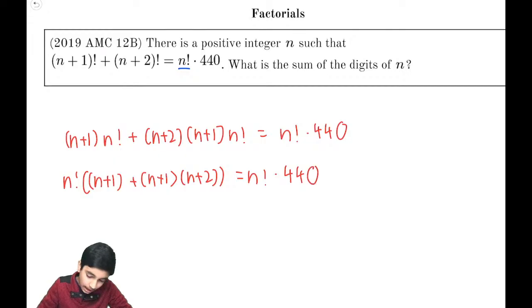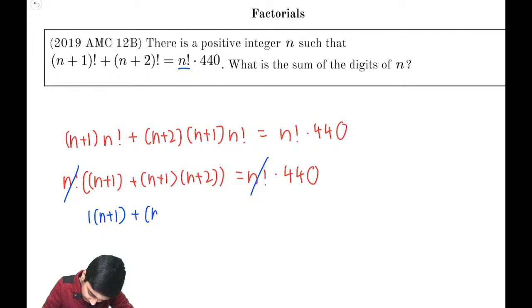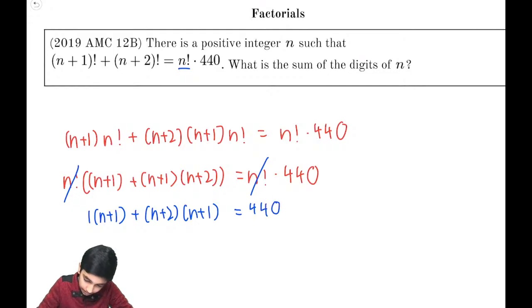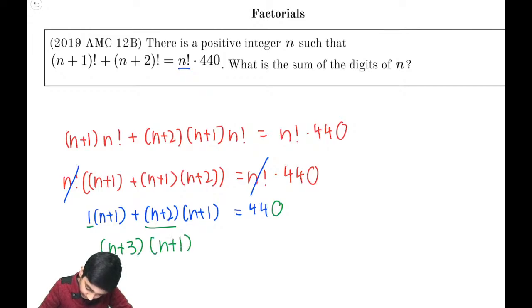And of course, factorials can't be 0, so we divide both sides by n factorial. Now we can rewrite our left-hand side as 1 times n plus 1 plus n plus 2 times n plus 1 equal to 440. And the left-hand side is nothing but n plus 3 times n plus 1, because we have 1 times n plus 1, plus n plus 2 times n plus 1. So overall, we have n plus 3 times n plus 1 equal to 440.